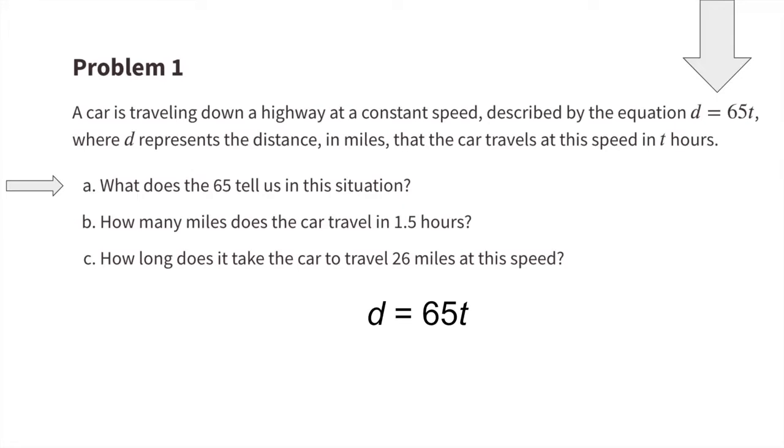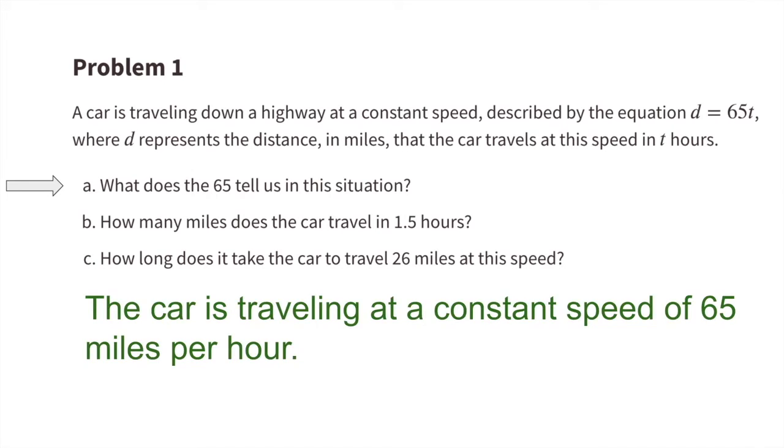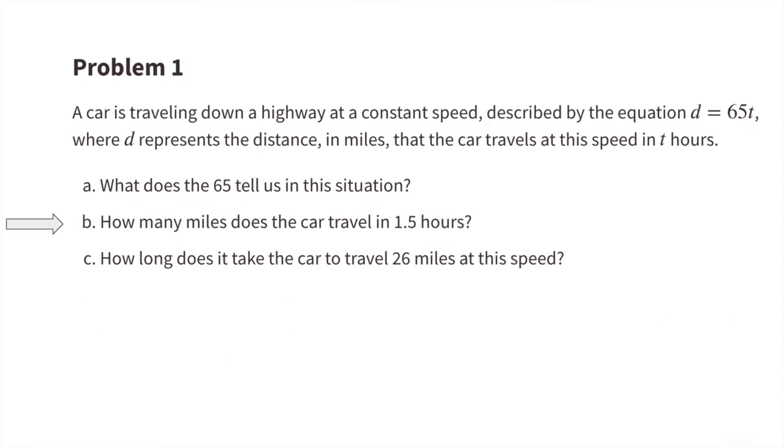D equals 65t. The car is traveling at a constant speed of 65 miles per hour. B. How many miles does the car travel in 1 5/10 hours, or 1.5 hours?